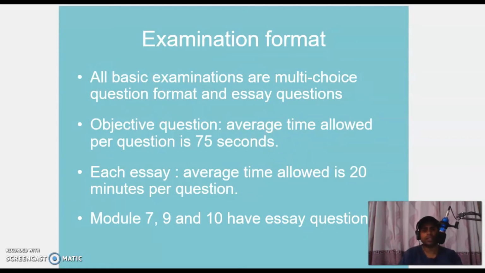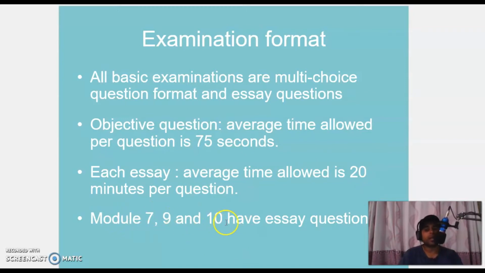Okay, this is the examination format. All basic examinations are multiple-choice questions. It means you will get MCQ questions, essay questions, and objective questions. The average time allowed per question is 75 seconds, and for each essay the average time allowed is 20 minutes per question.